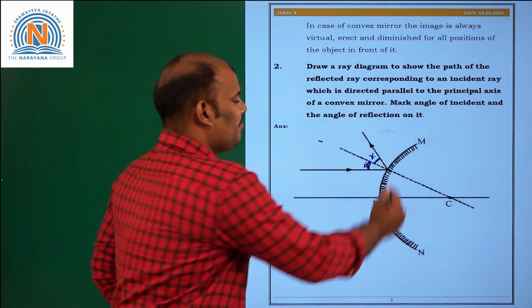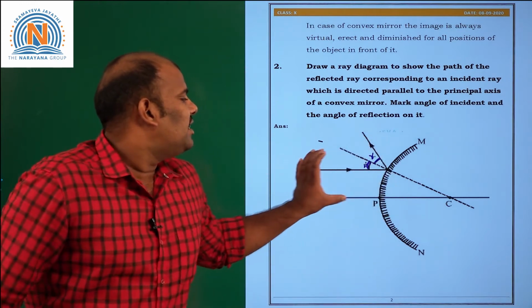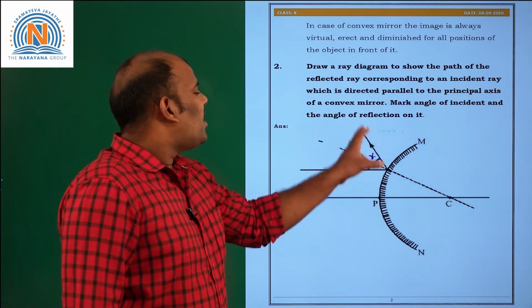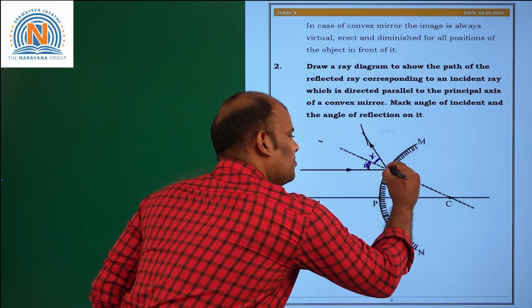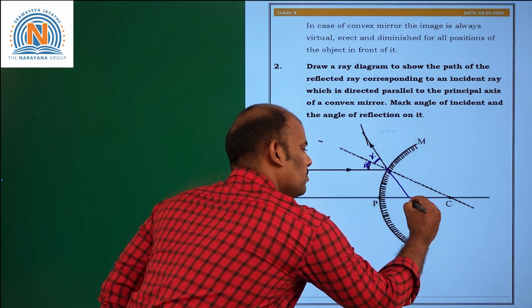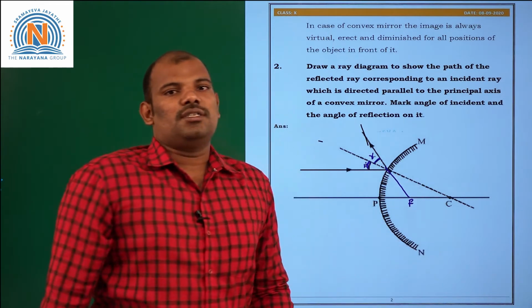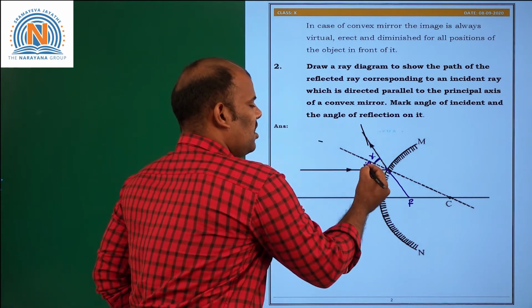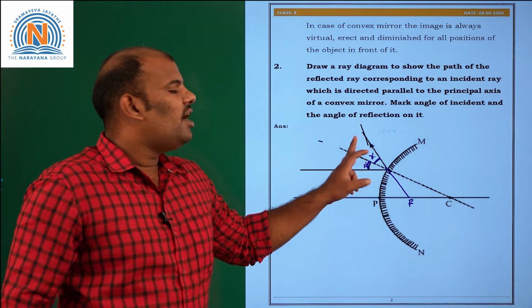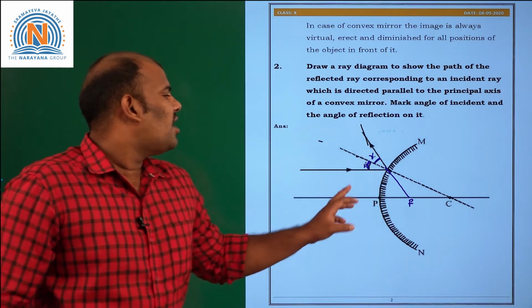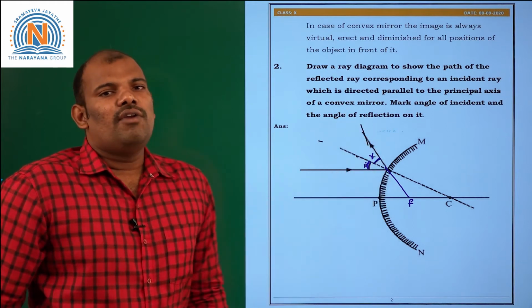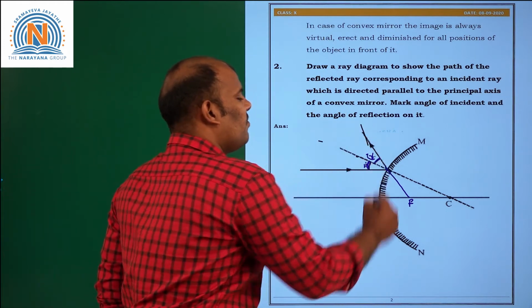So finally, when you send the incident ray parallel to the principal axis, the reflected ray appears to come from the focus. So here this is the angle between incident ray and normal, that is called angle of incidence, and this is angle between normal and reflected ray, this is angle of reflection.